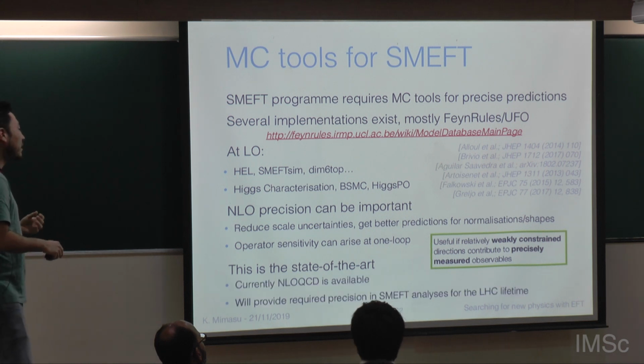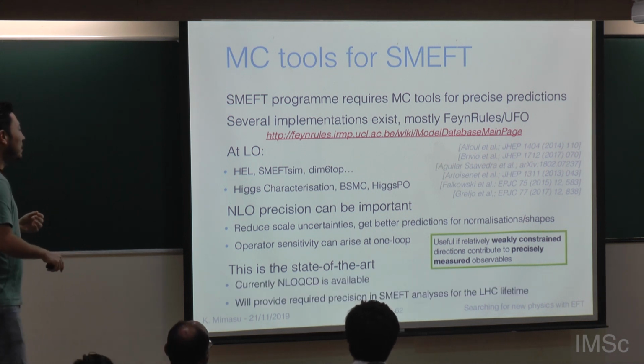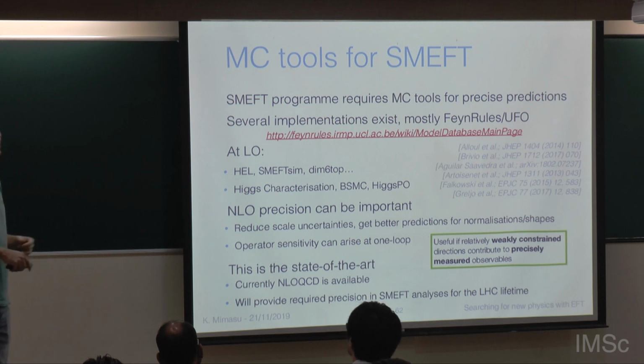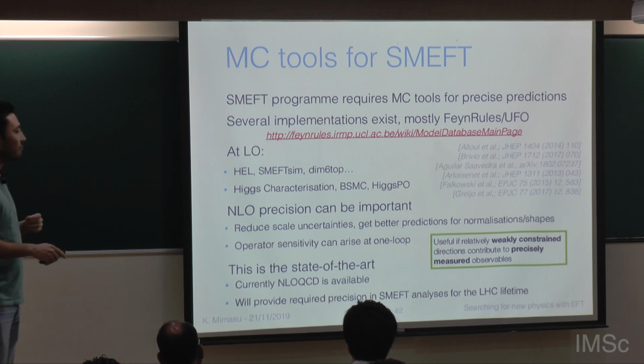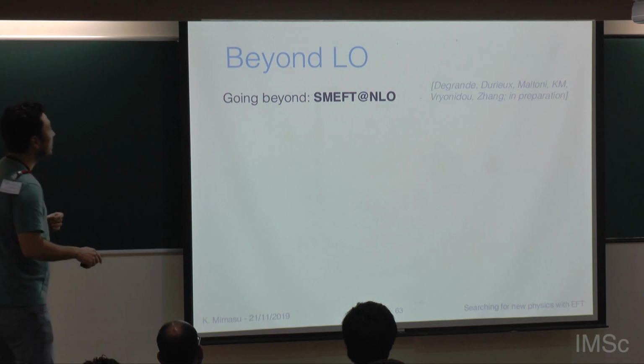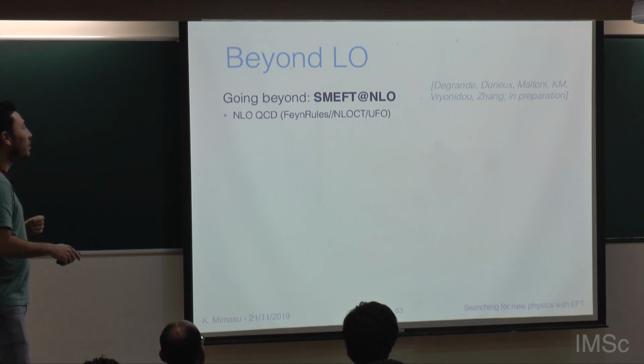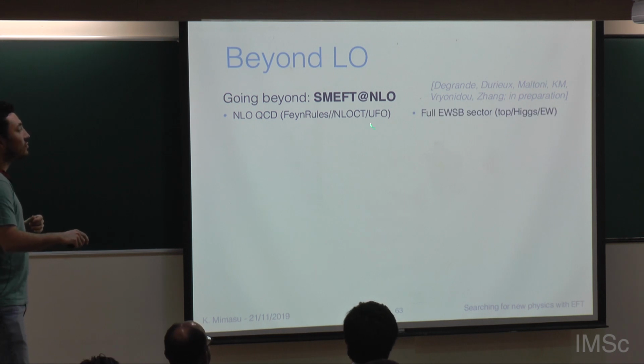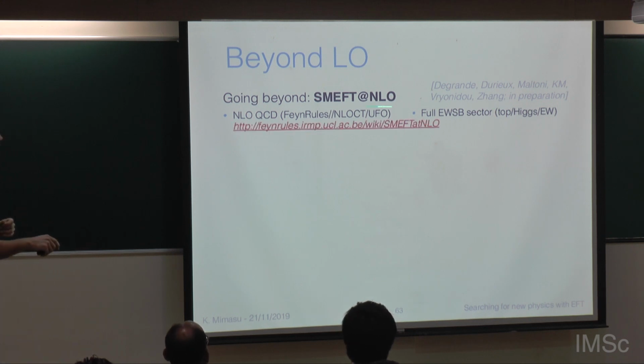This is really the state of the art, and so NLO-QCD is available, and hopefully in combination with electroweak corrections at some point will provide really the required precision for SMEFT for the duration of the LHC lifetime. So this tool I mentioned is called SMEFT NLO. It's something we're working on, and it's public already in some form, which exploits this FeynRules NLOCT UFO chain and covers all of the different operators in the electroweak sector with this flavor symmetry that singles out the top interactions and can be found here.